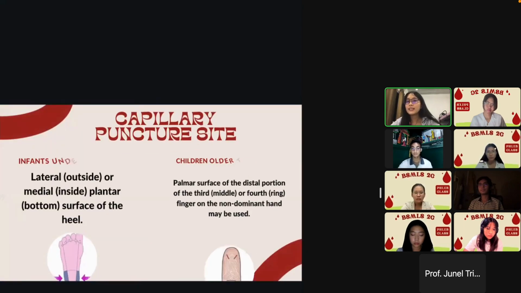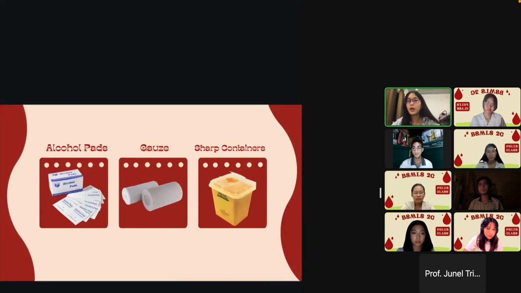So the gauze pad is usually used by the phlebotomist to apply pressure to the puncture site, and it maintains sterilization. It is important to use pressure on the area because it helps the bleeding to stop and begins the blood clotting process. So itong gauze, di ba, after ma-collect yung blood, syempre, to stop it from bleeding, kailangan mong may ilalagay ka doon. And yun yung purpose ng gauze.